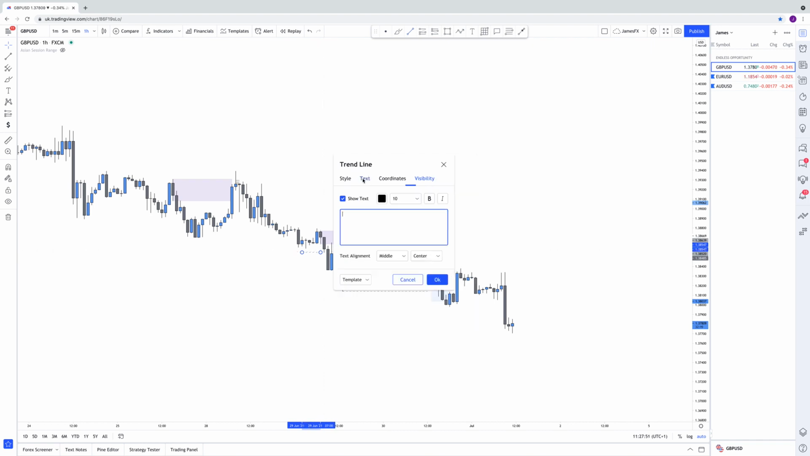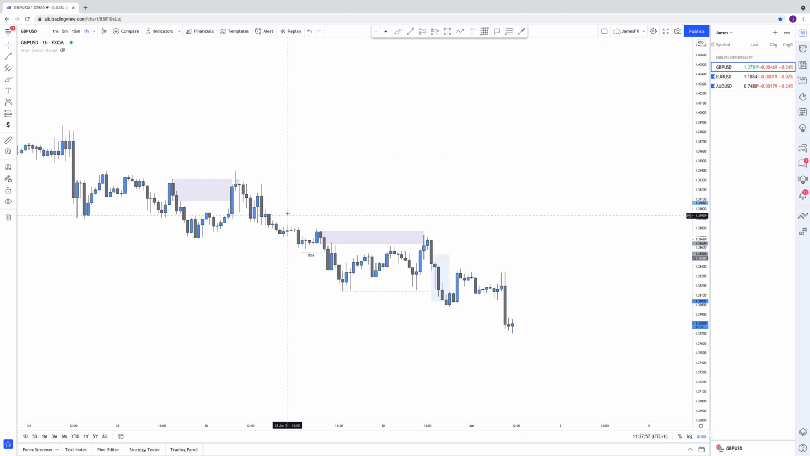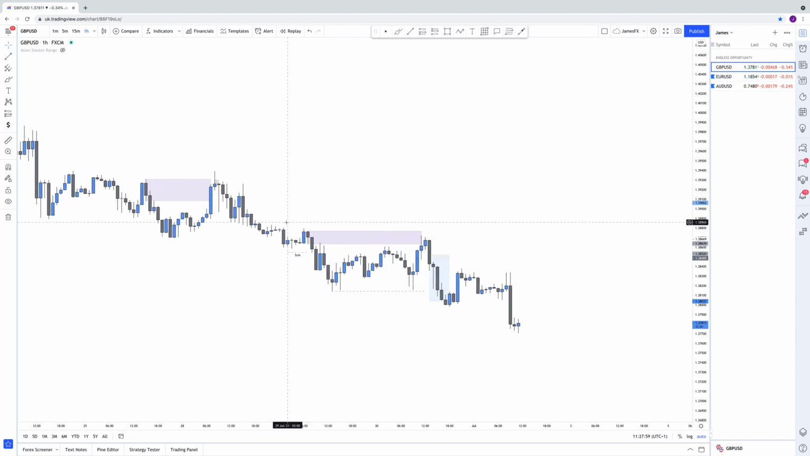Okay, so a break of structure right there. Now, if you're brand new to the strategy, the reason that's a break of structure on that low there is because price came down. So we had a low, so a lower low, and then a lower high. So then price pulled back.